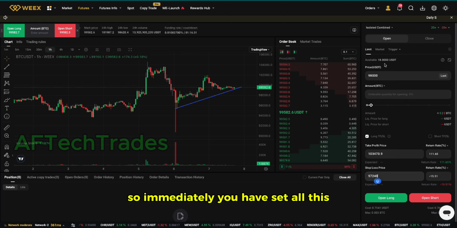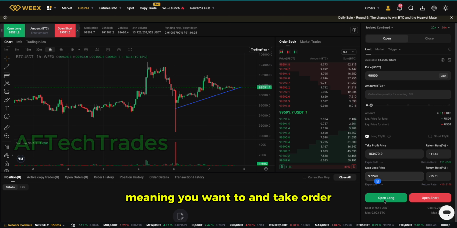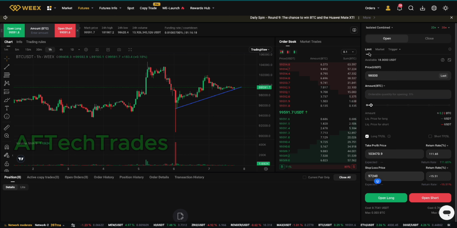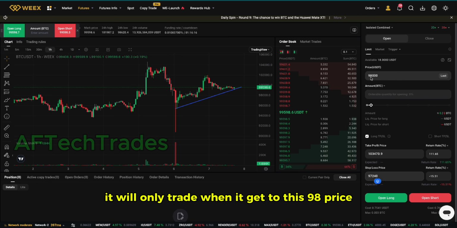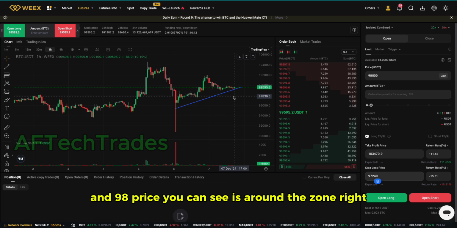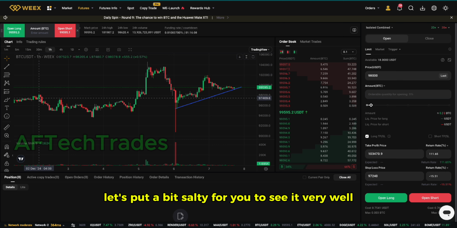So immediately you have set all this, you click on open long, meaning you want to take the order, but it will not enter immediately. Remember, I told you this is a limit order. It will only trigger when it gets to this 98 price, and you can see it is around this zone. Let me put something for you to see it very well.